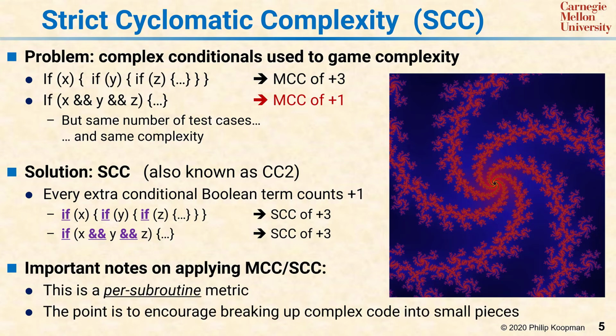There are some important notes for applying either MCC or SCC. The biggest one is this is a per subroutine metric. So if you have one large piece of spaghetti code, breaking it up into small, easily testable subroutines improves the SCC of each one without necessarily changing the complexity of the overall module. But that's okay, because the point of this metric is to encourage you to break up large chunks of complex code into smaller pieces that are easier to understand and easier to test.